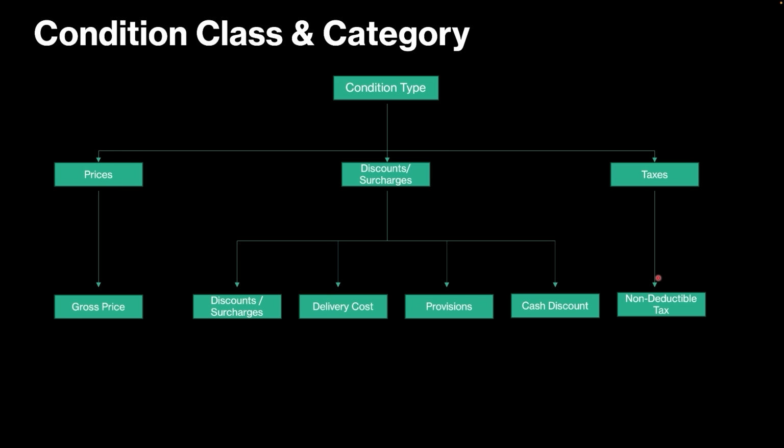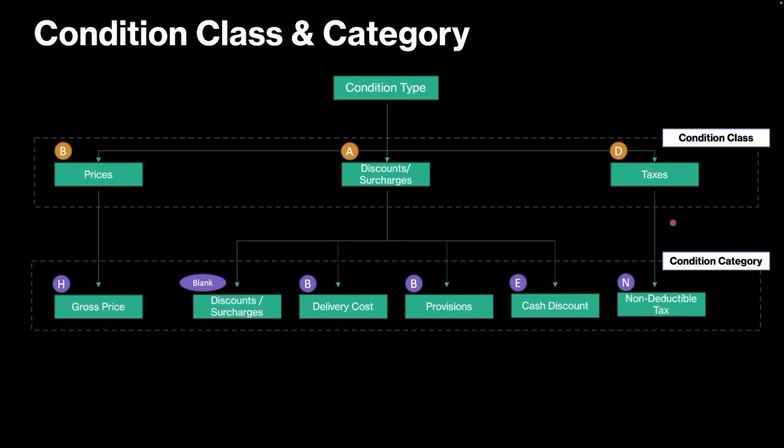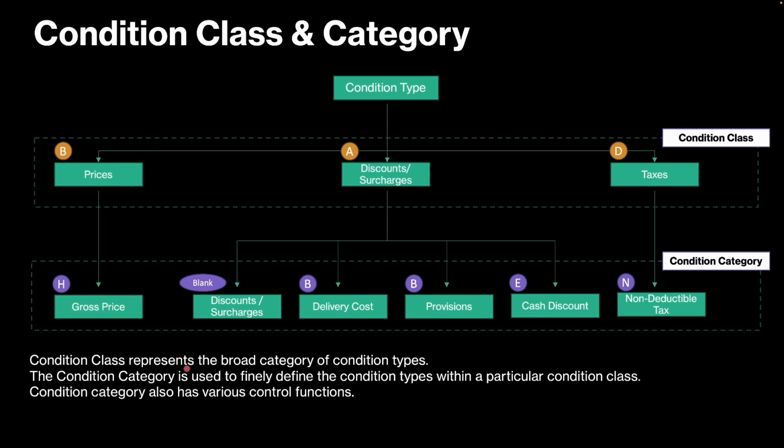Okay, so you can see the condition type can be broadly classified into these three categories and then finally classified into these categories. So to broadly classify the condition type, you have something called condition class. In the configuration of the condition type, you will mention this condition class based on which system will understand whether that condition corresponds to a price or discount or surcharge or taxes. And to further classify the condition type, finally, you have something called condition category. Okay, so you can see here condition class represents the broad category of condition types. The condition category is used to finally define the condition types within a particular condition class.